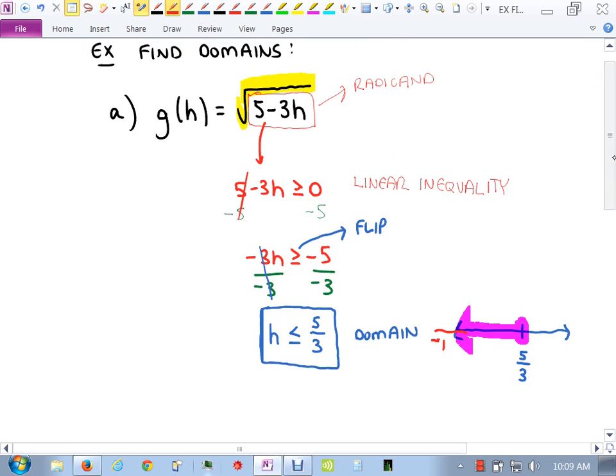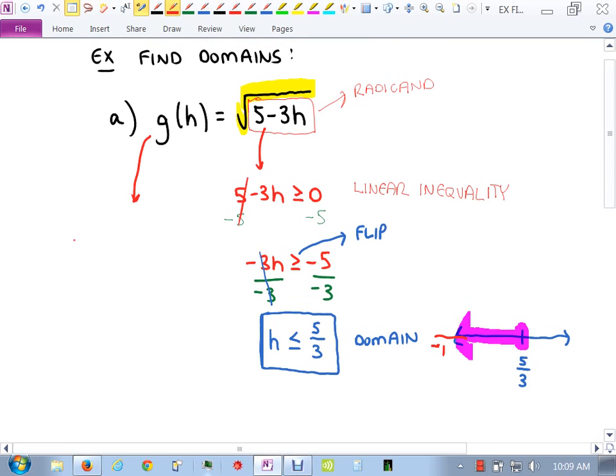Well, let's try it. Come back up here. Let's plug negative 1 in. I haven't really got to this yet, but this is the way we'd write it. That means we're replacing the h with -1. And now I rewrite the function, replacing my h with -1. Do you see what happens? Because I have the -3 in front of it, it becomes +3. And now you have 5 plus 3, which is 8. That's okay. Square root of 8, we can do it. I don't know what it is, but we can do it.